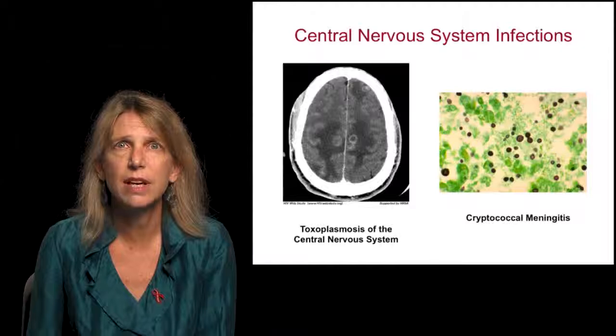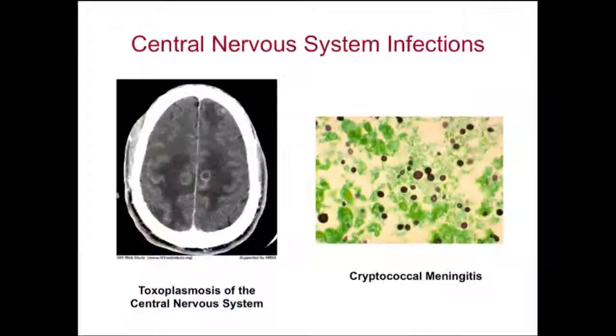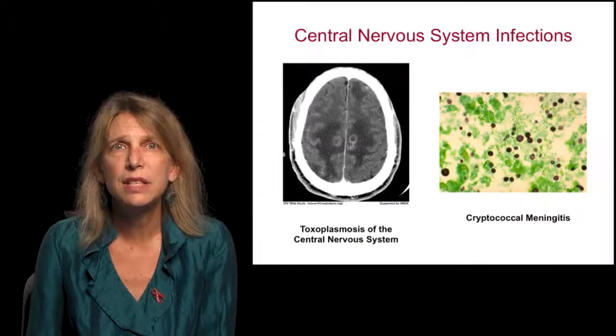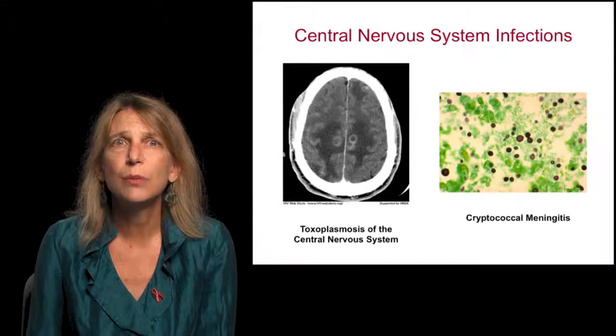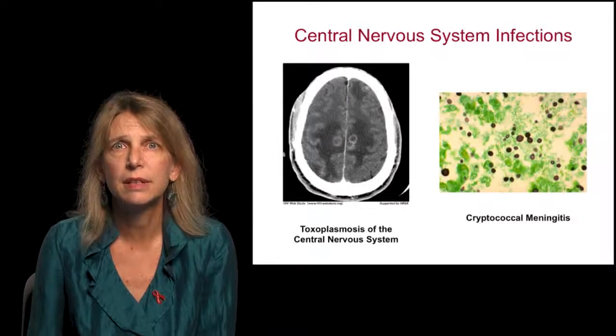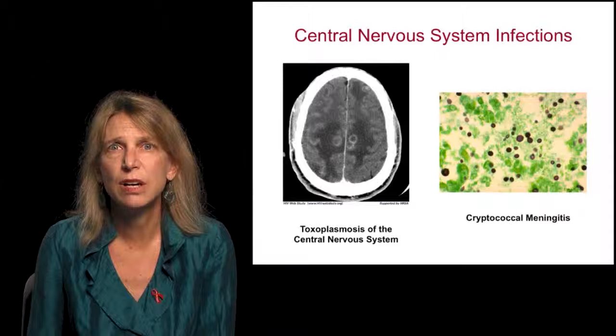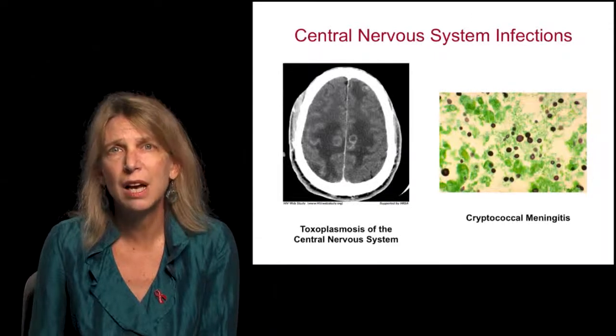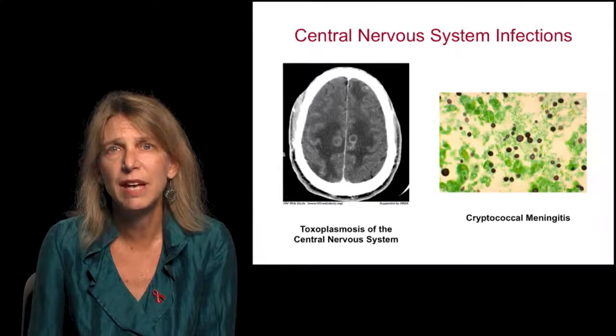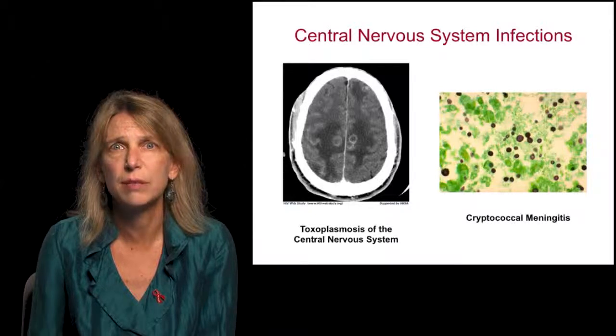Central nervous system infections are also common AIDS-defining conditions. Shown here is toxoplasmosis, a parasite of the central nervous system, which can present as seizures, headache, and shows ring-enhancing lesions on CT or MRI. Cryptococcal meningitis is caused by a fungus and is one of the most common opportunistic infections in advanced AIDS patients in Africa. It is caused by the encapsulated fungus Cryptococcus neoformans.